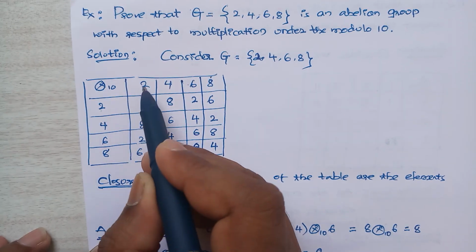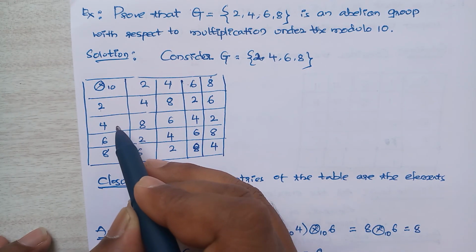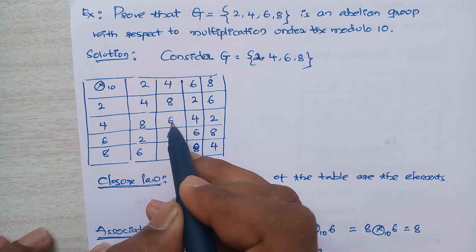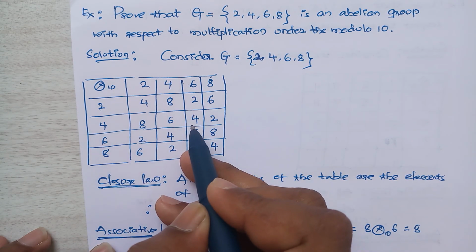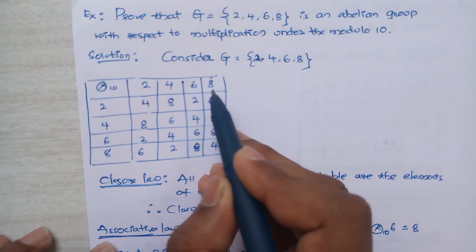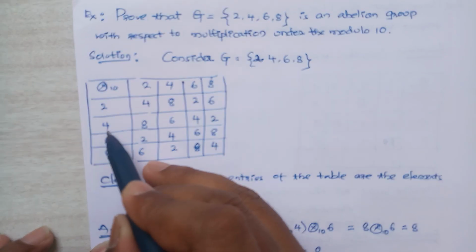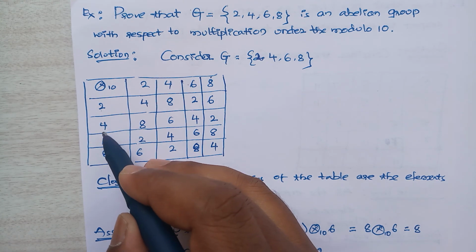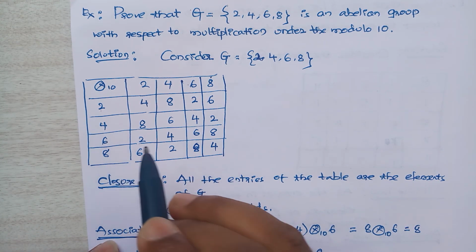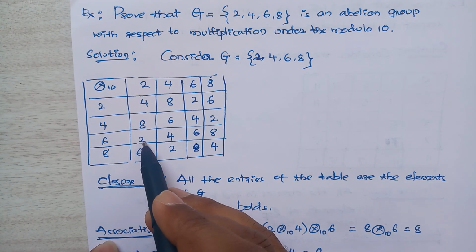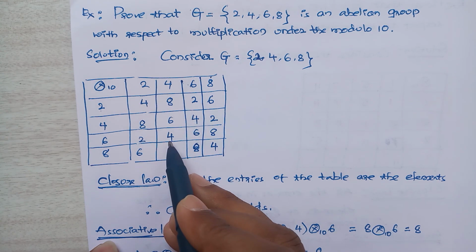4 2s are 8, so the remainder is 8. 4 4s are 16; when 16 is divided by 10, we get remainder 6. 4 6s are 24; 24 divided by 10, the remainder is 4. 4 8s are 32; 32 divided by 10, the remainder is 2. 6 2s are 12, divided by 10, 2. 6 4s are 24; 24 divided by 10, the remainder is 4.